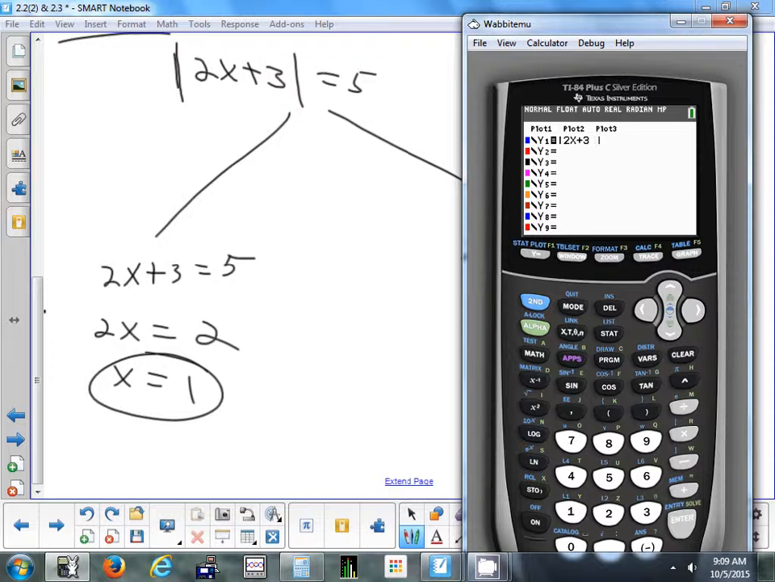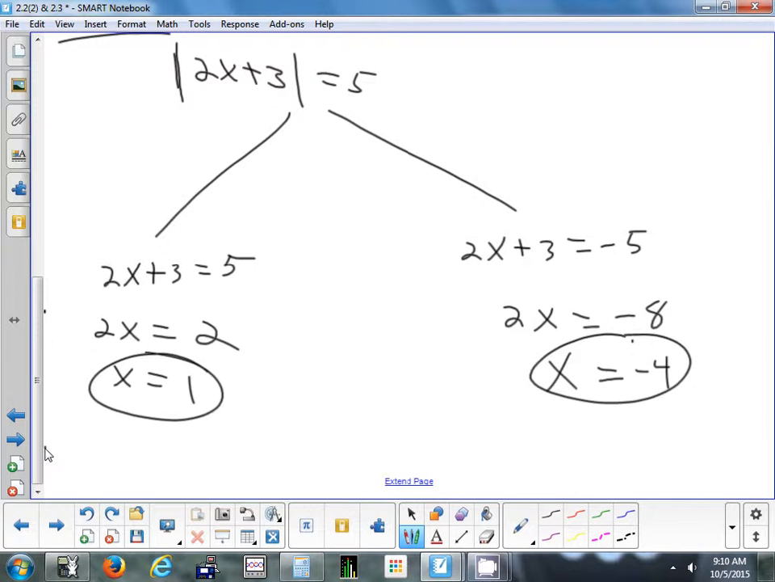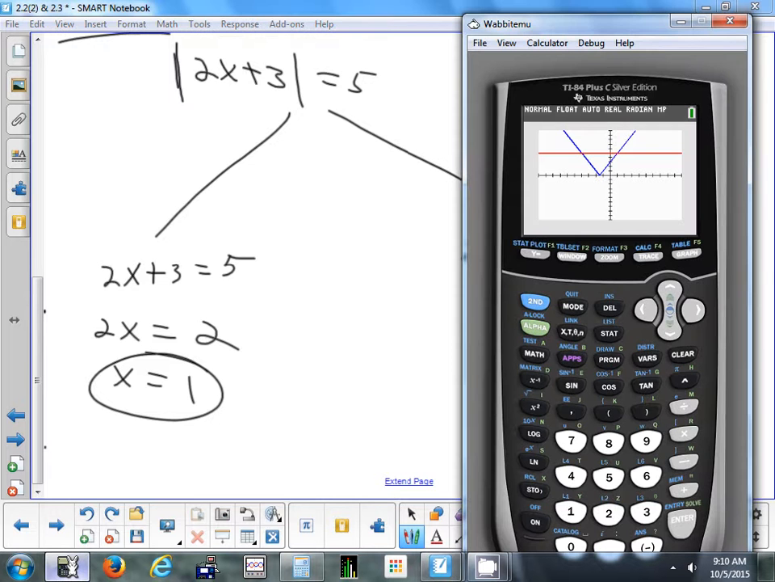If I put what's on the left in y1, put the right in y2. At 2x plus 3, it's a V shape. Remember, absolute value can't go negative. That's why it kind of hits the x-axis and bounces off it. Because it tries to go negative, and it's like, nope, I'm going to go back up. And notice it's going to cross it in 2 spots. Well, those 2 spots are the 2 answers we just found: 1 and negative 4.